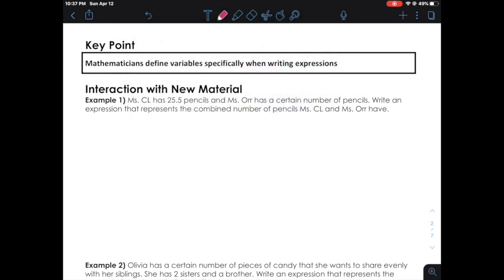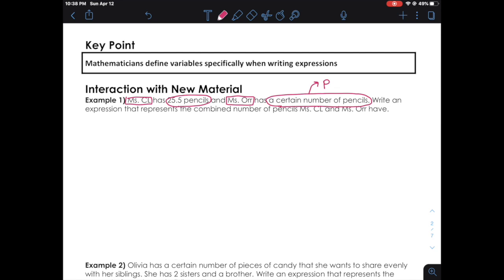Okay, so example number 1. Miss CL has 25.5 pencils, and Miss Orr has a certain number of pencils. Write an expression that represents the combined number of pencils Miss CL and Miss Orr have. So let's mark up this text. It says Miss CL has 25.5 pencils, and Miss Orr has a certain number of pencils. So we really don't know what that number is, so we're going to use a variable. The variable that makes the most sense would be P, because P stands for pencils.